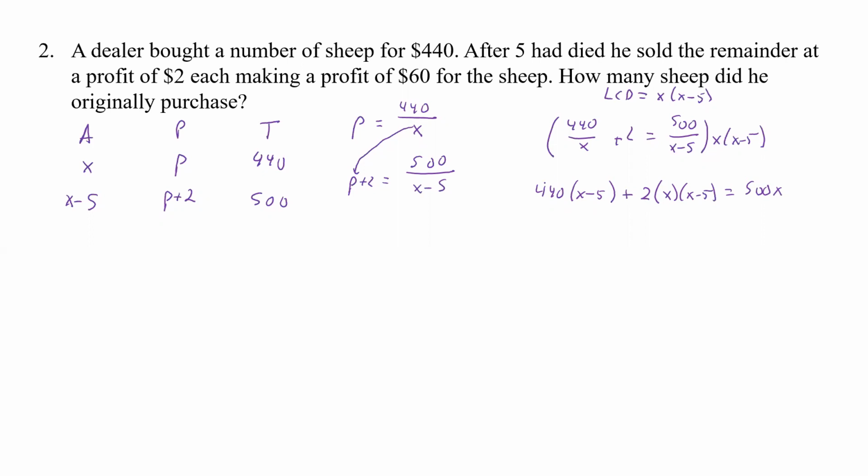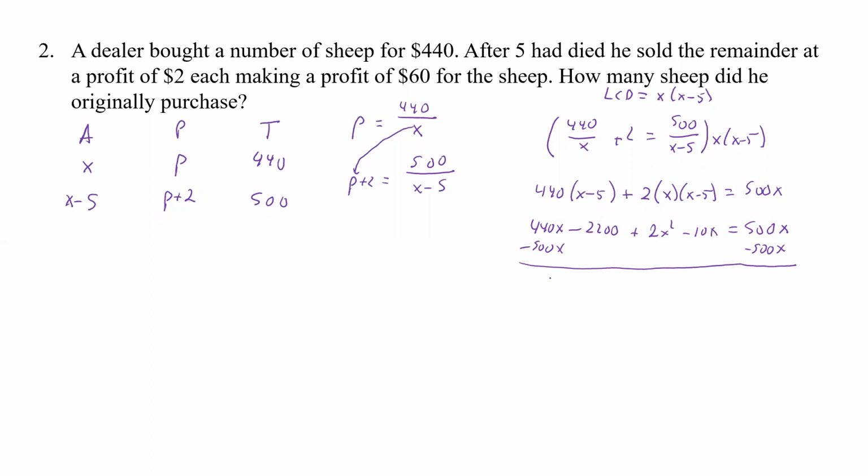Now what we're going to do is we're just going to simplify, so we're going to distribute. So 440X minus, and then if we multiply that by 5, that's going to be 2200. Plus, now we have 2x times x is 2x squared, and then we have 2x times that's going to be minus 10x. That's equal to 500x. Okay. Now this time they don't cancel each way. So what we have to do is we have to take our 500x over here, 500x over here, and we subtract and do all that.